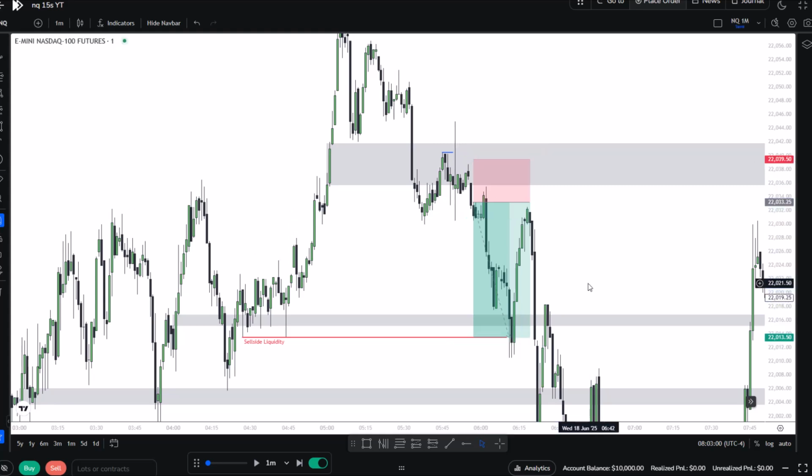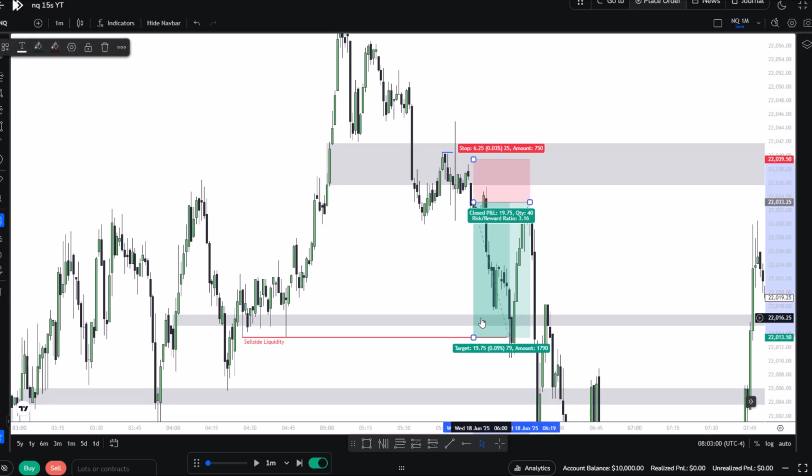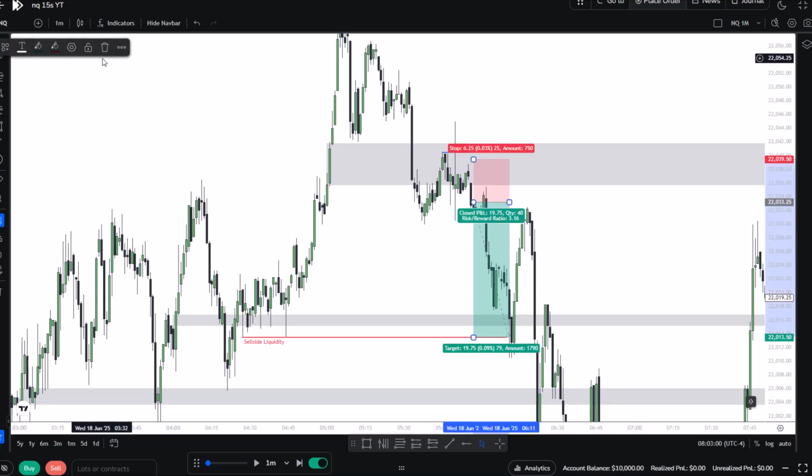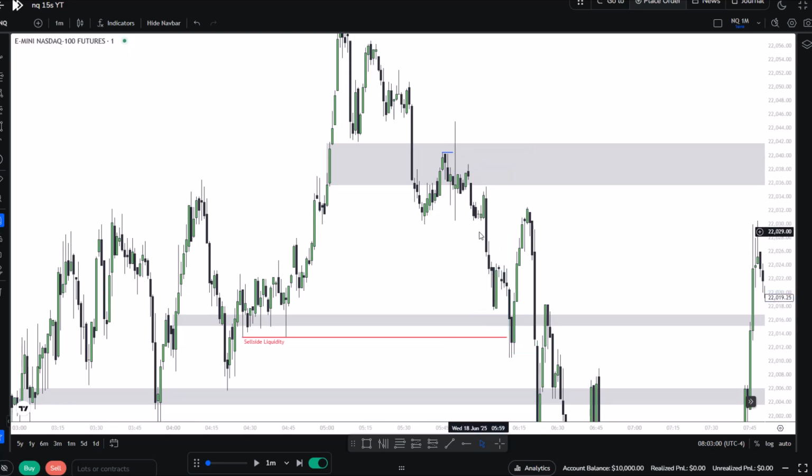So you see how just using the 1 minute as a higher time frame, and the 15-second for your execution chart for entry, you can increase your risk return by almost a percentage point, which is pretty decent in my opinion. Okay.